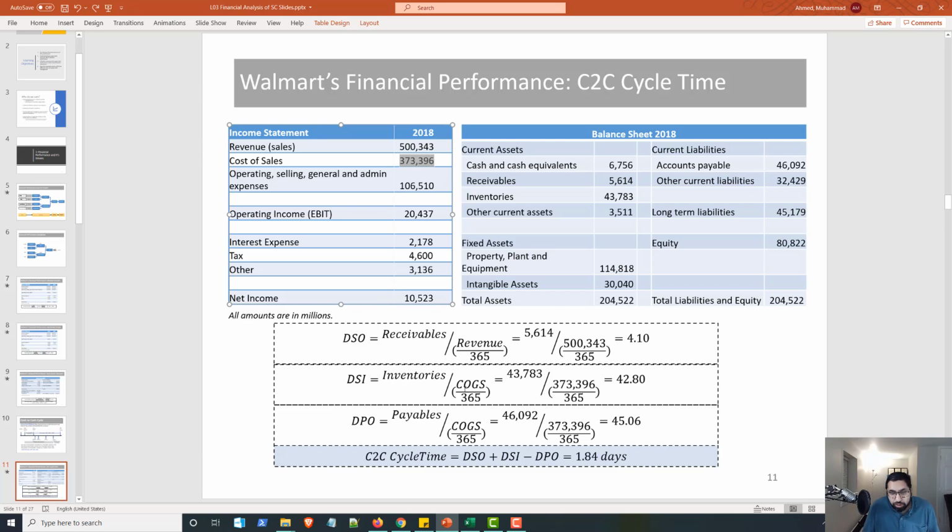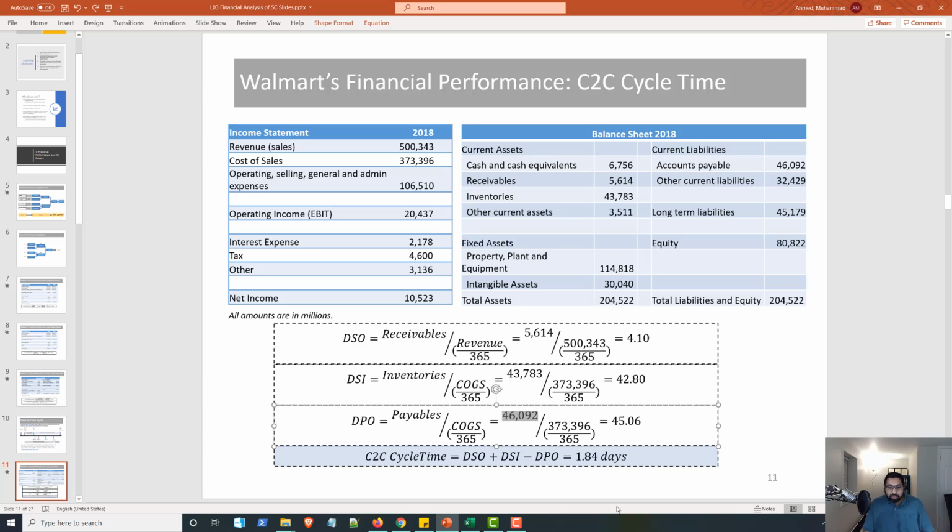Okay, payable days, you take payables again from the balance sheet, but payables are going to be on the right hand side, on the liability side, because it's something that we owe to our suppliers, it's a liability for us. So you take that number, and then you take COGS per day, and you divide this number of payables by the COGS per day. And we see it's 45 in 2018 for Walmart. So Walmart is paying the suppliers 45 days after it receives goods from them.